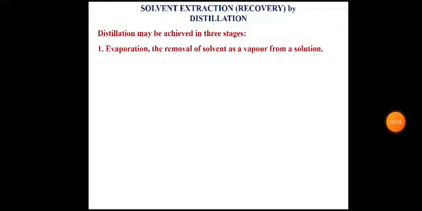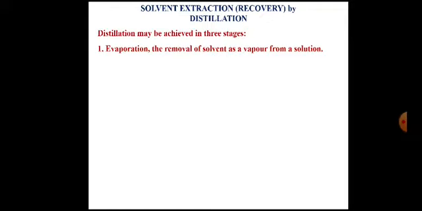Next method in the recovery is solvent extraction. That means the method used for the extraction of solvent. So we can call it recovery of solvent by the process of distillation. Distillation may be achieved in these three stages.